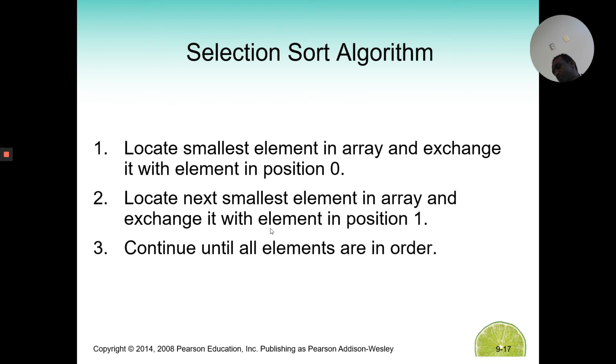For the selection sort, you locate the smallest element in an array and exchange it with the element in position 0. You locate the next smallest element in the array and exchange it with the element in position 1. You continue until all elements are in order.